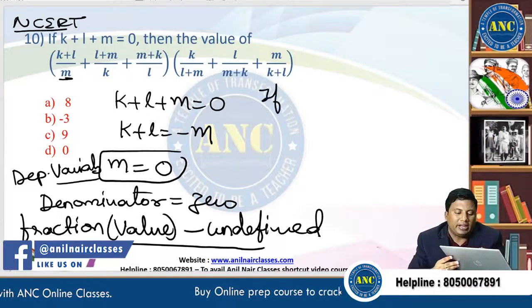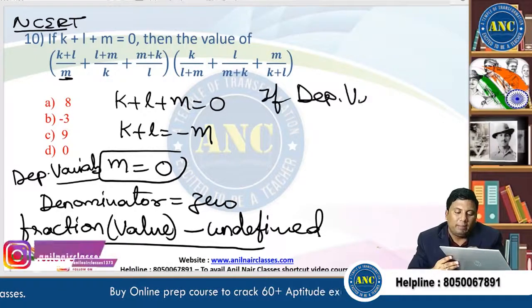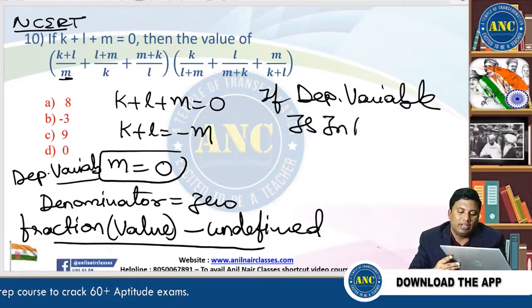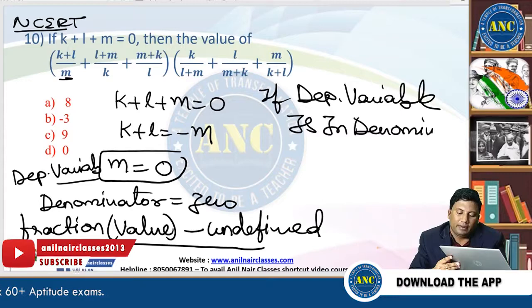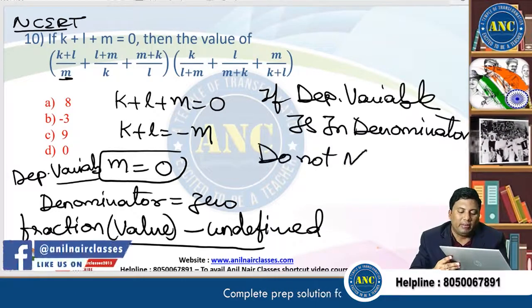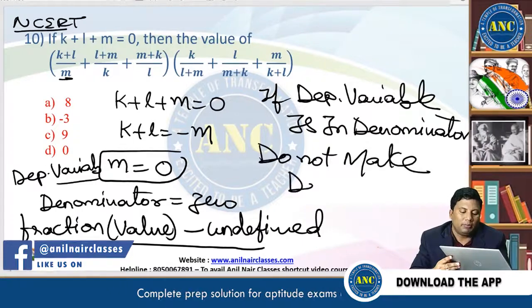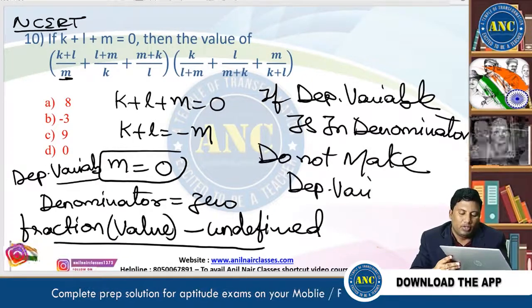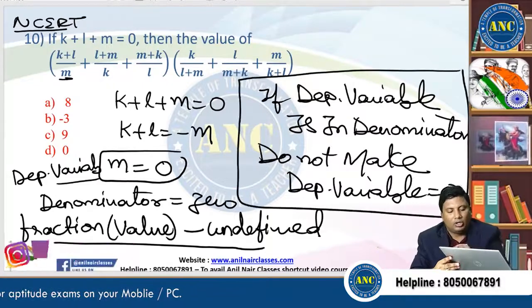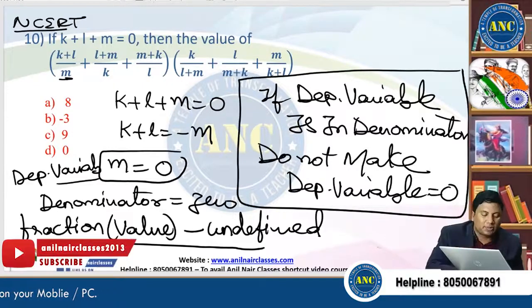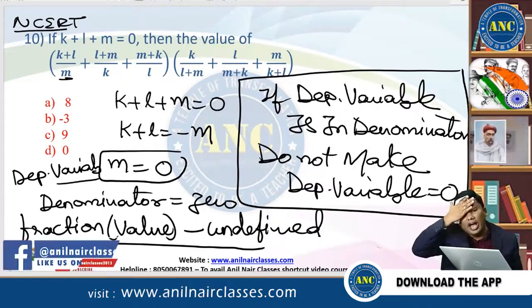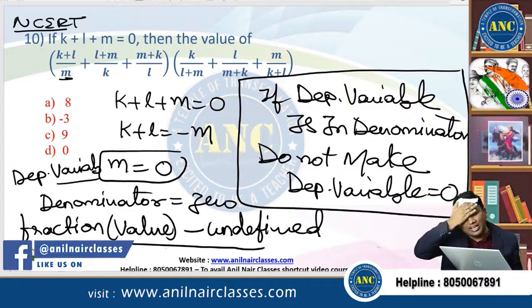If the dependent variable is in the denominator, do not make the dependent variable 0. You should know when to use which method and when not to use this method. Just to explain why we should not make the dependent variable 0, I took an original question from an NCERT textbook.